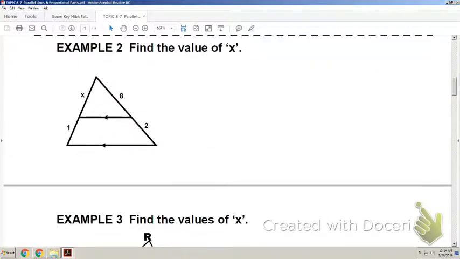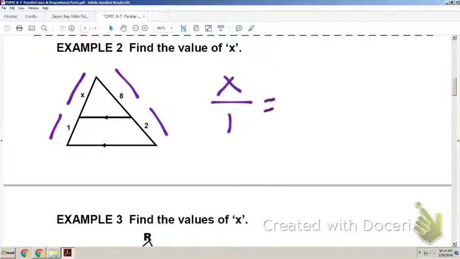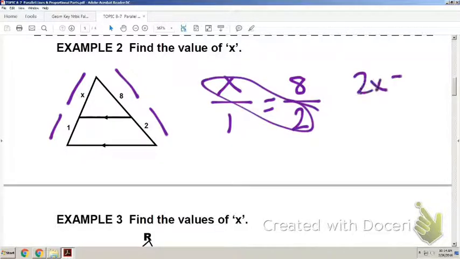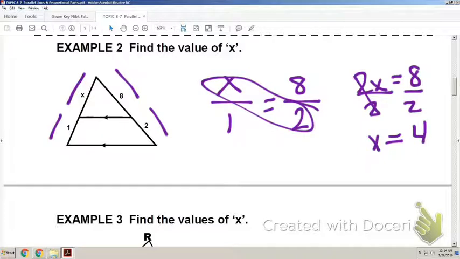Okay, so example 2. I just showed you multiple ways that you could set up your proportion, but remember my favorite was setting up this over this equals this over this. So that's how I'm going to set up my proportion. So I'm going to say x over 1 equals 8 over 2. Cross multiply. So I have 2x equals 8. Divide both sides by 2. And x equals 4. So this length would be 4.